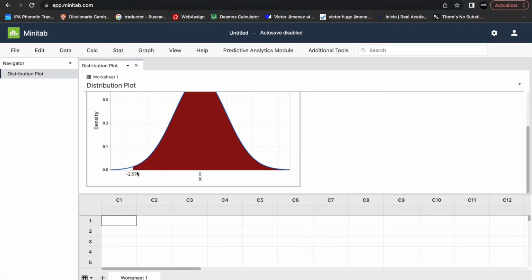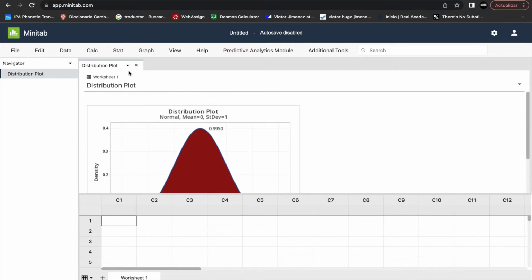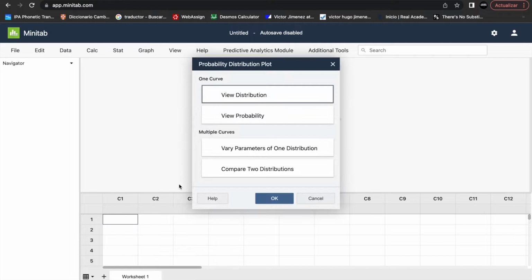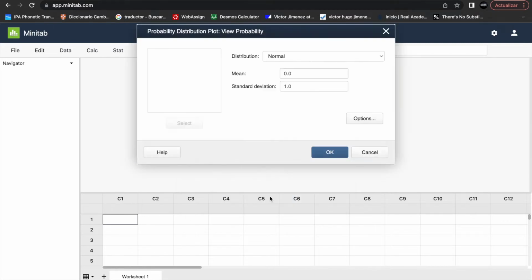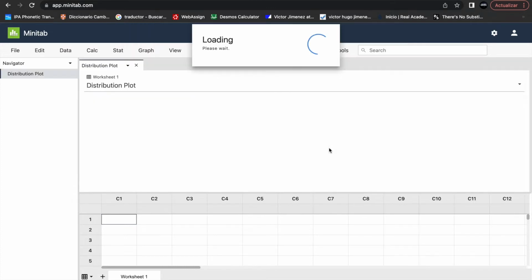Oh, I'm sorry, I think I made a mistake, so let me do it again. Graph, probability distribution plot, view probability, okay. Mean 0, standard deviation 1, that's okay. But I have to choose left tail. I thought I chose that one, right? Left tail, this one, because it gave me the right tail before. And the value is the same, okay.